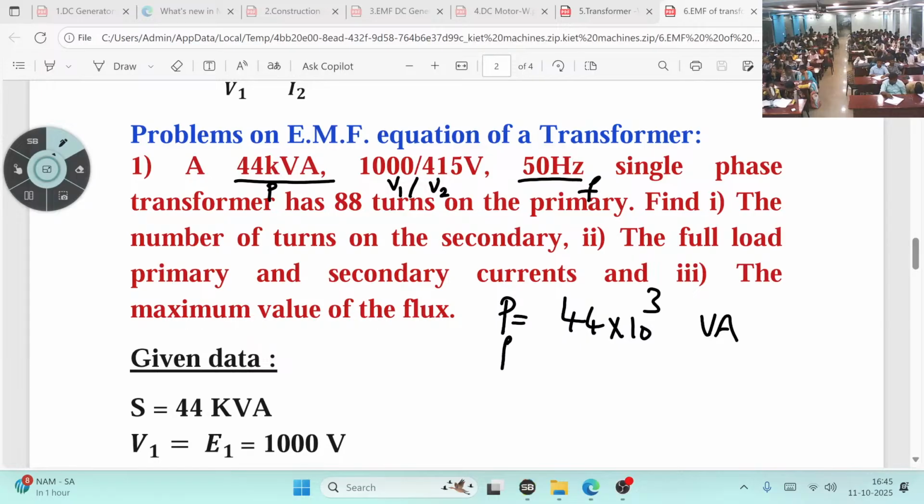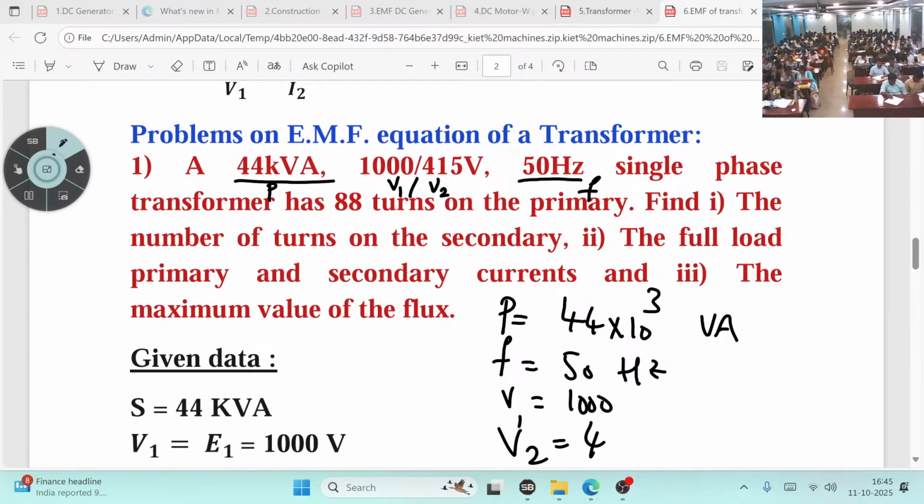Power factor, frequency 50 Hz. V1 is 1000 volts, V2 is 415 volts. Okay.